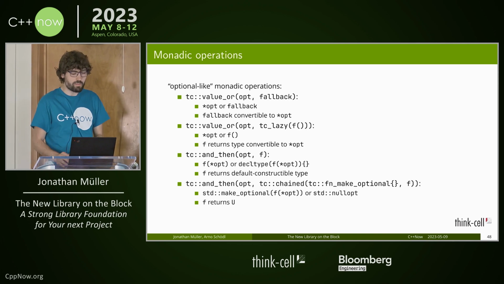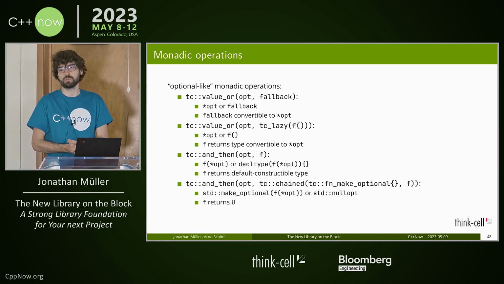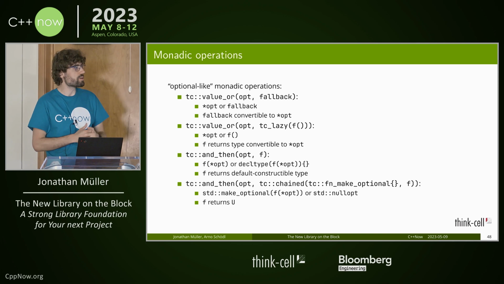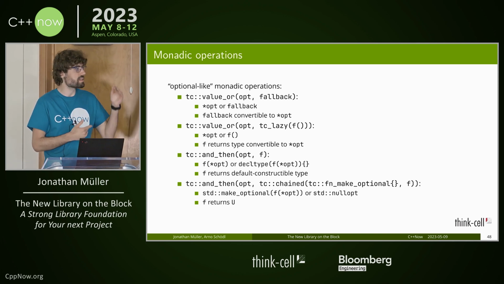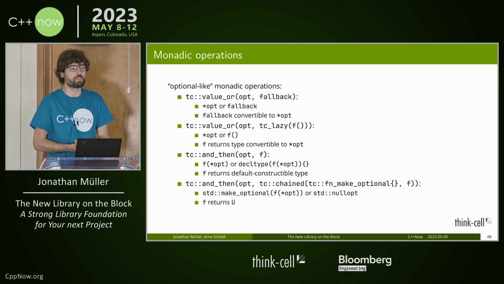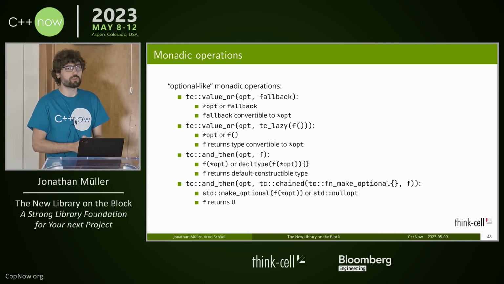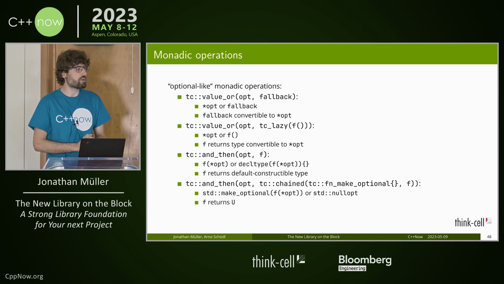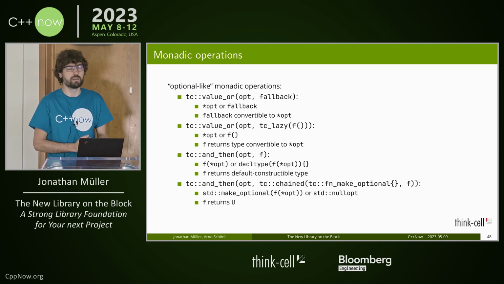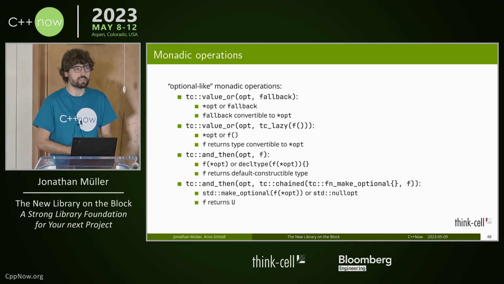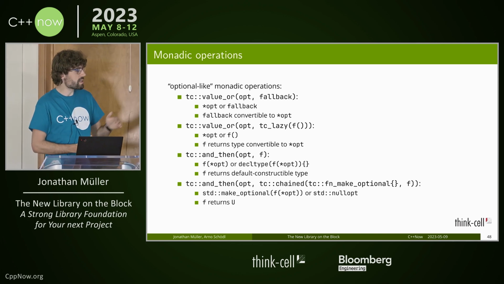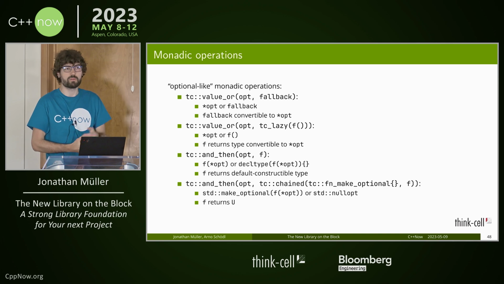So at ThinkCell, we've got non-member functions that work for anything that is optional-like. So we've got TC value or, which works for anything that has a dereference operator and a conversion to bool. So we can use TC value or, optional or fallback to get like a generic value or. We don't have a TC or else because we can use TC lazy instead. So if you want or else, you can just use our TC lazy. And then, TC and then works for any optional. It will either invoke the function or return a default constructed thing.